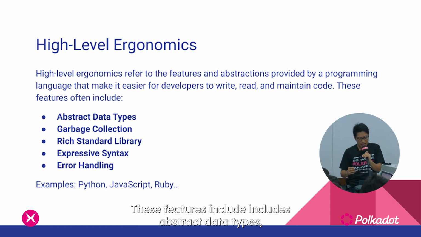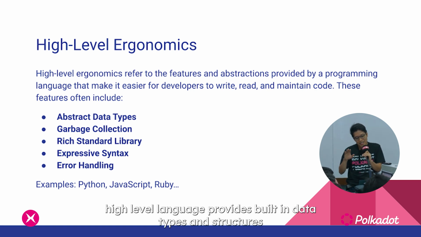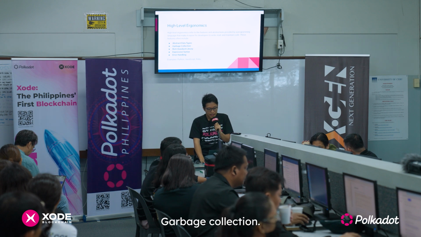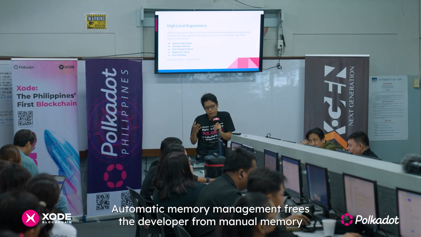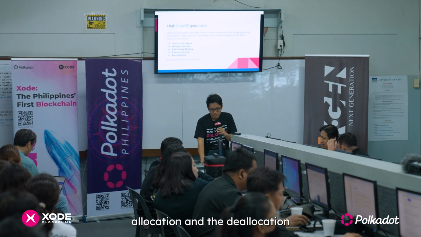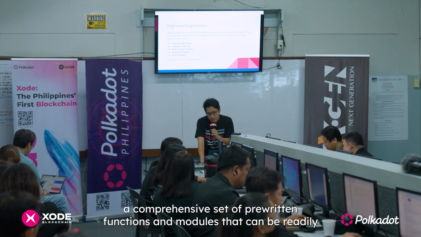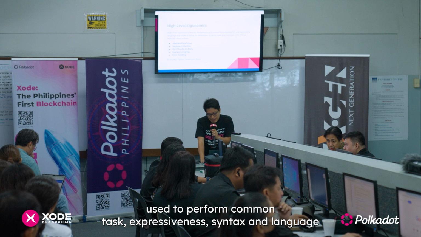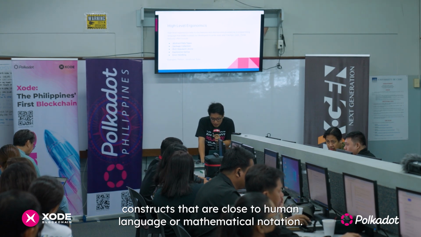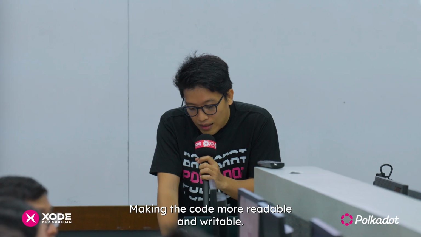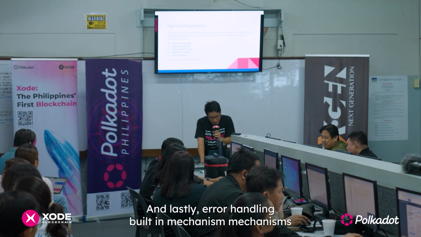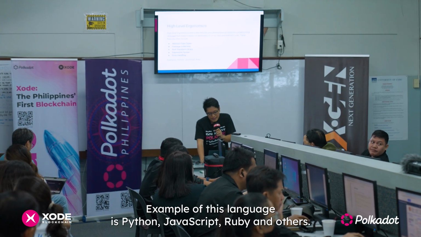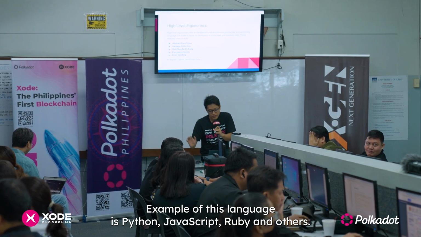These features include abstract data types. High-level languages provide built-in data types and structures like lists and dictionaries that simplify complex operations. Garbage collection: automatic memory management frees the developer from manual memory allocation and deallocation. Rich standard library: a comprehensive set of pre-written functions and modules that can be readily used to perform common tasks. Expressiveness: syntax and language constructs that are close to human language or mathematical notation, making the code more readable and writable. And lastly, error handling: built-in mechanisms for handling errors and exceptions in a consistent manner. Examples of these languages are Python, JavaScript, Ruby, and others.